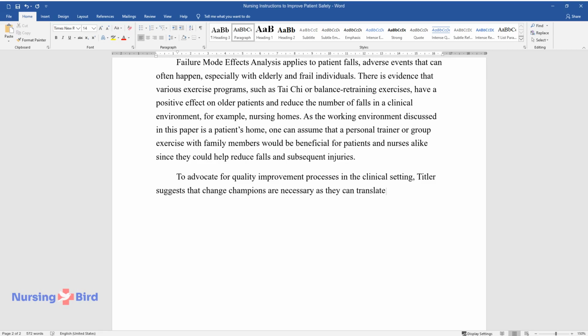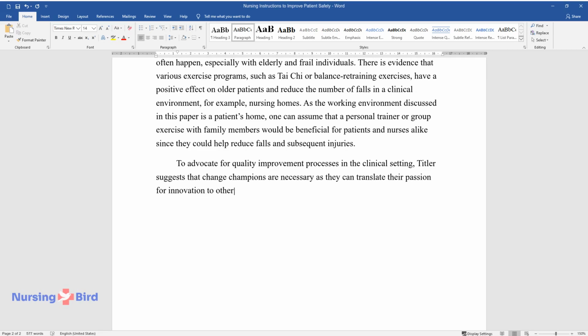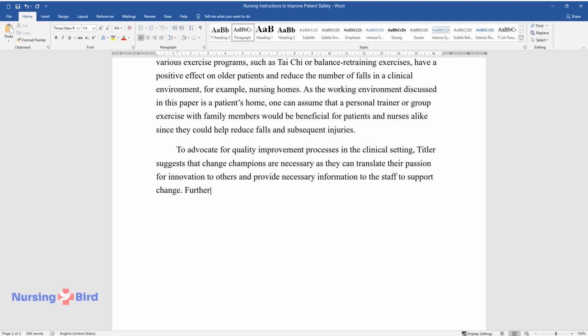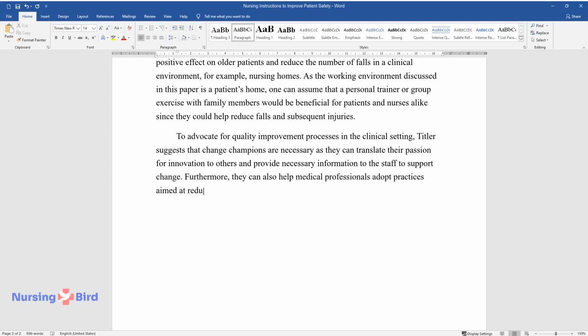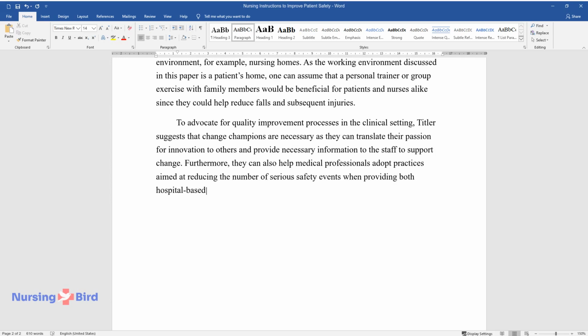To advocate for quality improvement processes in the clinical setting, Tytler suggests that change champions are necessary as they can translate their passion for innovation to others and provide necessary information to the staff to support change. Furthermore, they can also help medical professionals adopt practices aimed at reducing the number of serious safety events when providing both hospital-based and home care.